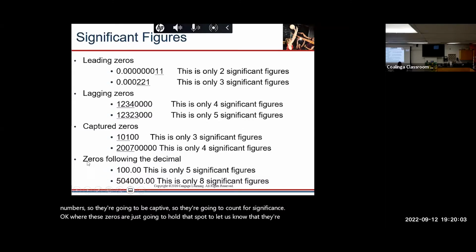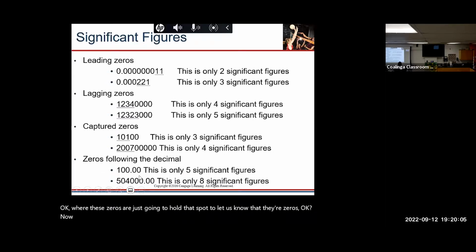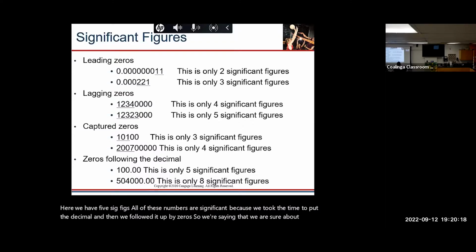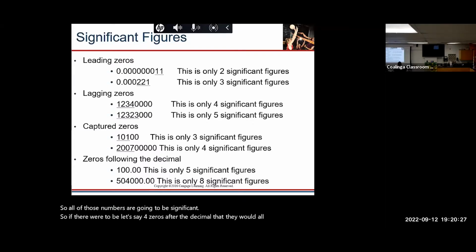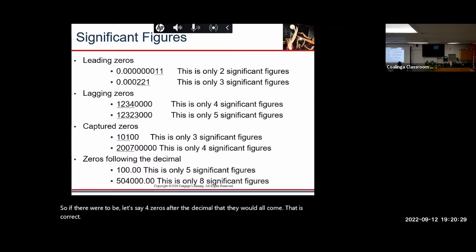Now here we have 5 sig figs. All of these numbers are significant because we took the time to put the decimal and then followed it up with zeros. So we're saying that we are sure about those. So all of those numbers are going to be significant. If there were, let's say, 4 zeros after the decimal, then they would all count. That is correct.